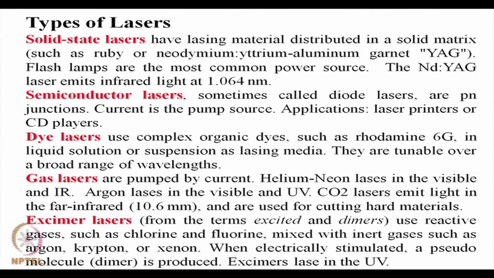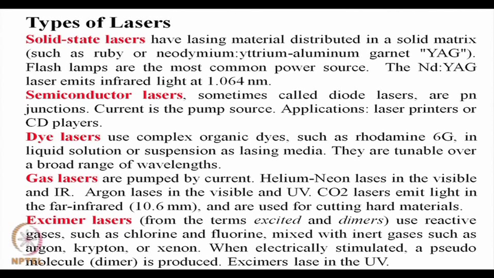These are their uses. Then the excimer laser, an excited state dimer laser. It uses reactive gases such as chlorine and fluorine, mixed with inert gases such as argon, krypton, and xenon; xenon fluoride is a typical excimer laser. When electrically stimulated, a pseudo molecule, a dimer, is produced, and excimers lase in the UV region. So, there are many different kinds of lasers. Semiconductor lasers are also used for pumping ultrashort lasers. Solid state lasers are very useful and have quite a long lifetime; they can be used for many years.